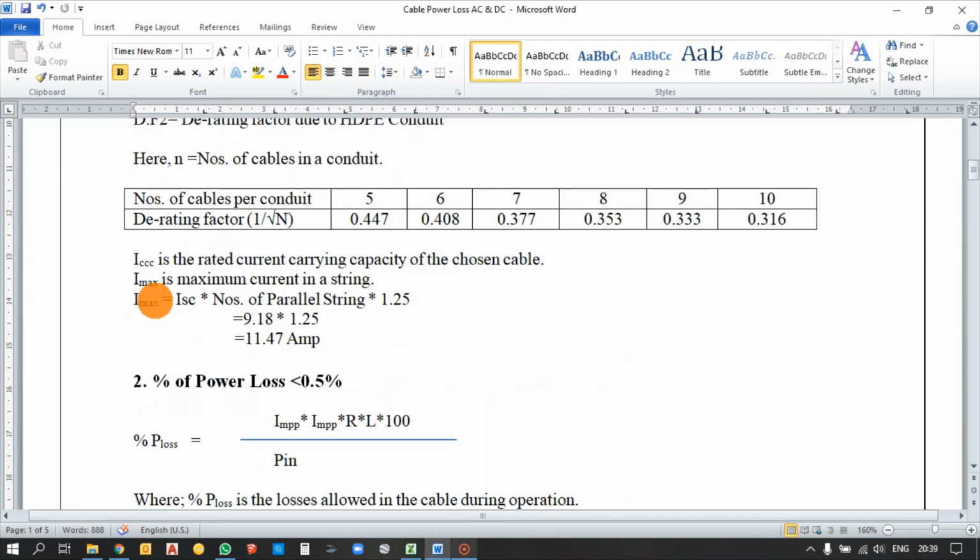And going for the maximum current in a string: Imax equals ISC into number of parallel strings into 1.25. ISC you will be getting from the module. Number of parallel strings: in case you are using a Y connector and combining two strings, we will be making them parallel strings. And 1.25 is a safety factor. Multiplying all this, you will be getting Imax, that is the maximum current in a string.